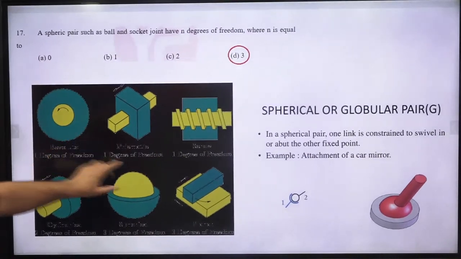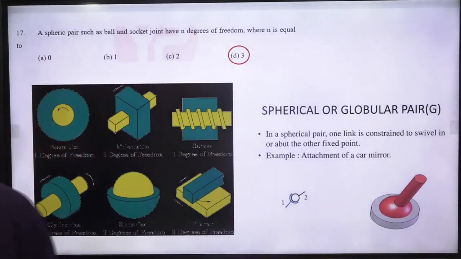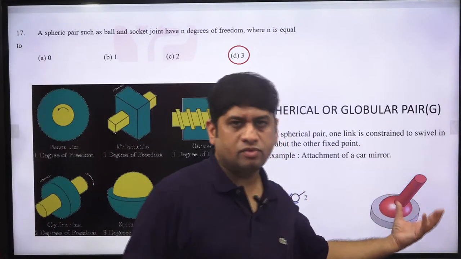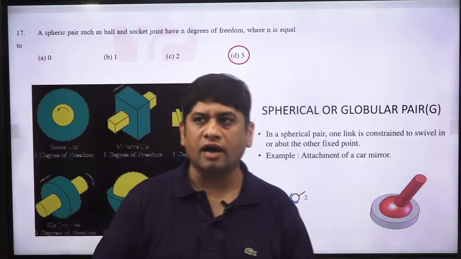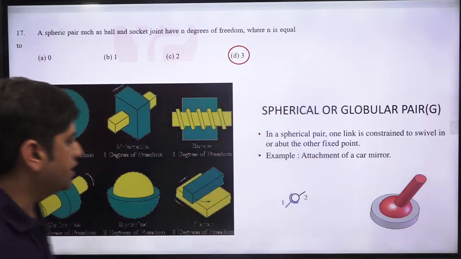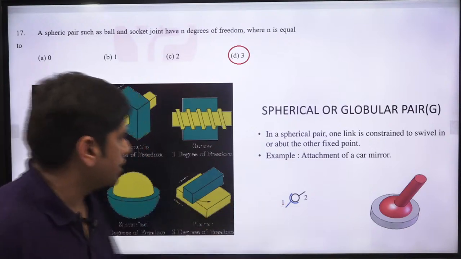Isko yaad rakhenge, this is area contact. Ball and socket joint. This is used in the rear mirror of the vehicles, cars. Cars ka jo mirror hota hai piche dekhne wala, if you break it, you will find area contact. Very clearly shown here.